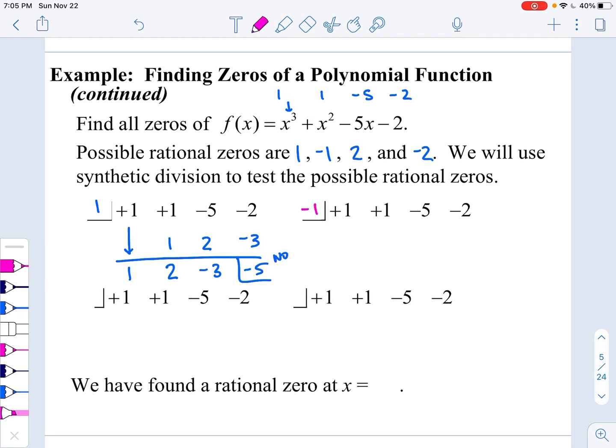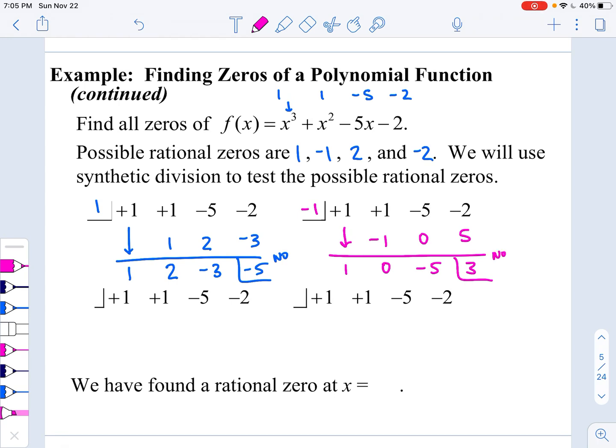So if I try -1 again, and if you want to erase what you just did and try again, you can do that, right? So for some people, that might be easier. 1 times a -1, that's a -1. That leaves us with 0. 0 and -1 is a 0. That leaves us with a -5 times -1 is a +5, which I could already tell is not going to give me what I'm looking for, right? At some point along your synthetic division, you might be able to say, nope, that's not going to work out. All right, so that's not going to work either.